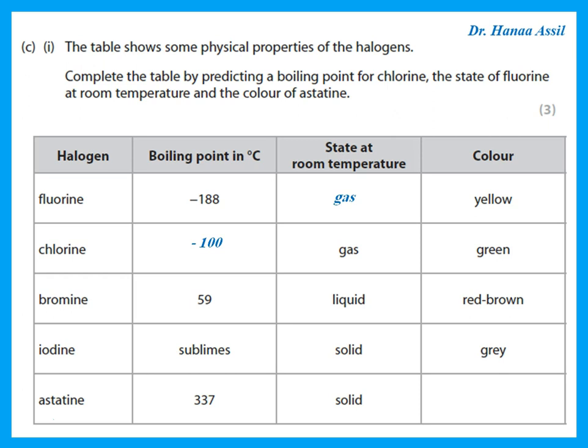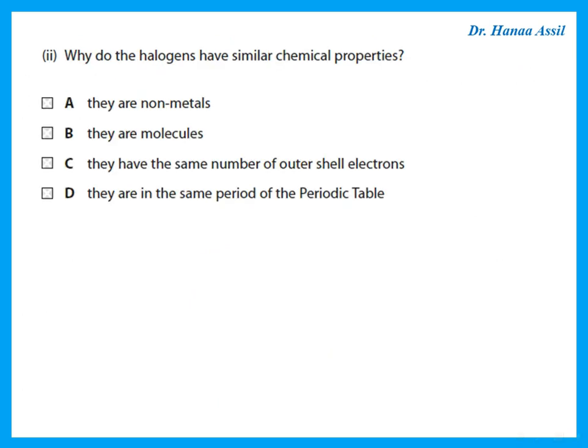Usually there is a range that can be accepted. And astatine, what is the color of astatine? You should know that the color of astatine is black. Remember that the color gets darker as we go down group 7. So fluorine is a yellow gas, chlorine is a green gas, bromine is a reddish brown liquid, iodine is a gray solid, so astatine is a black solid.